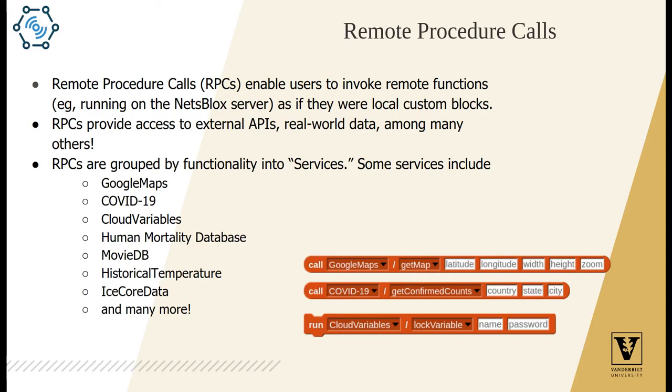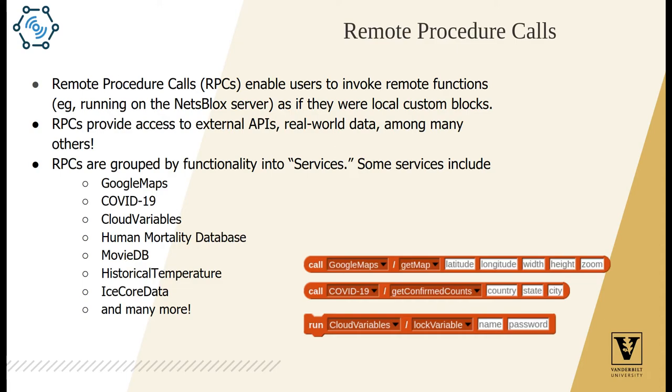And this really opens up an opportunity for the students to be able to do things like access external APIs like Google Maps, as we can see here in the top block in the lower right, make real-world data accessible, like the COVID-19 service, which makes a lot of COVID-19 data available to the students, hosted and curated by Johns Hopkins University, among a bunch of other things, such as the cloud variables one below it, where they can set and get variables that can be shared across projects, such as a high score list for a game or a lot of other options.